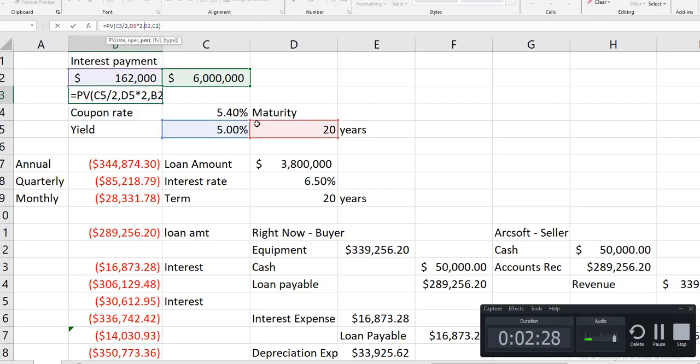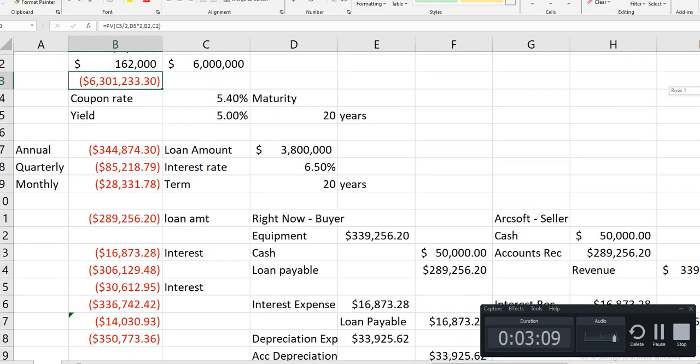So we take 20 times 2, that's 40. And then we take our interest payment we calculated already, and the maturity value. And we get 6,301,233 because we are paying more than the yield needs to be. Our coupon rate is 5.4. The yield everybody else is paying is 5%, and so our bonds are valuable more than the face value. So it'd be higher than the face value because we're paying more than the yield.